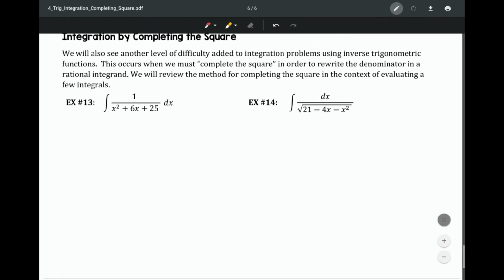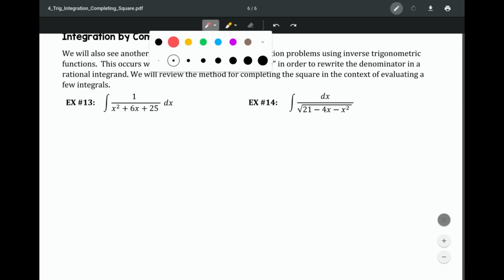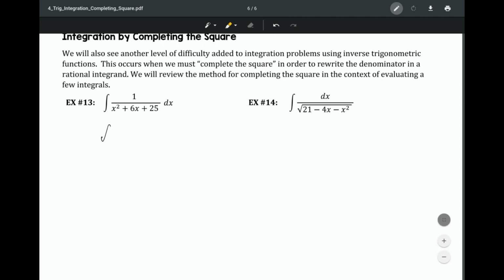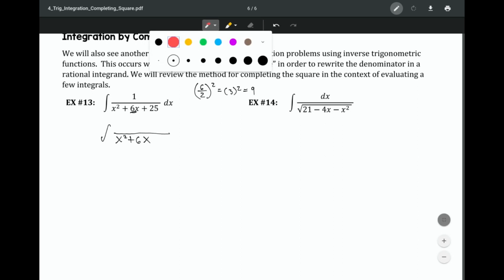We're going to rewrite this. Let me switch back to black here. So we're going to grab this, and we're going to rewrite this. To rewrite it, we're going to grab this 6 right here in the middle. We're going to divide it by 2, and then we're going to square it. So that's going to make that a 3 squared, which is a 9. So what I'm going to do here is add a 9 to this.